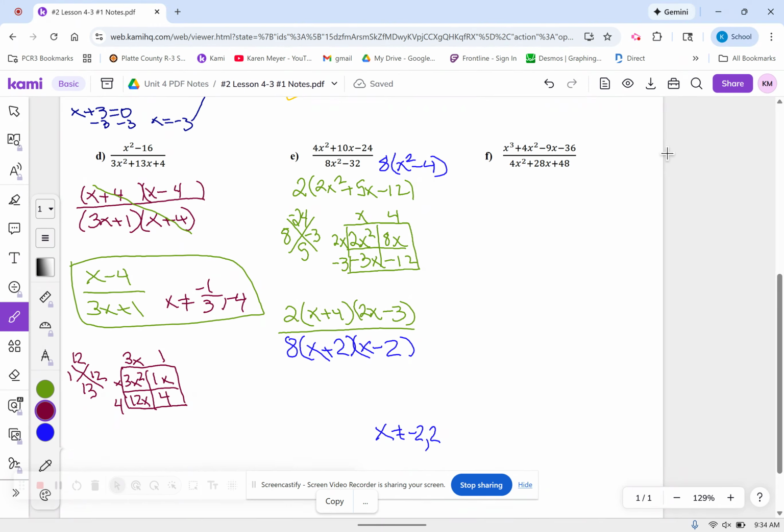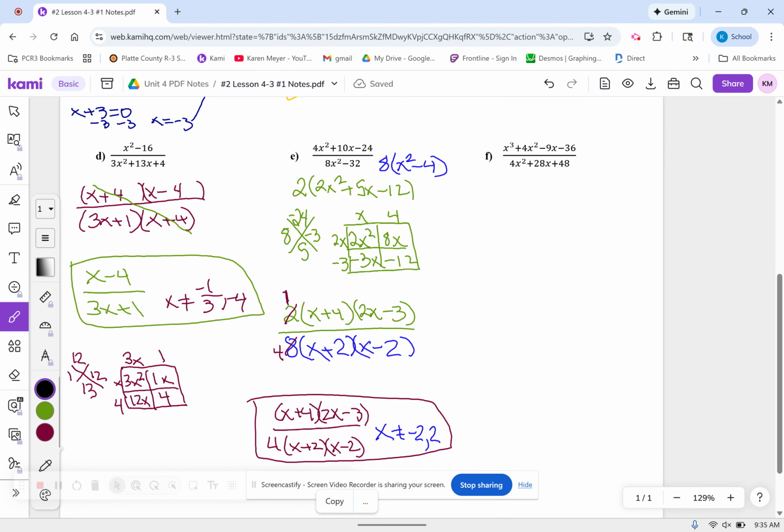Canceling. None of the parentheses cancel, but I do have a 2/8, and the 2 would cancel to 1, and the 8 would become a 4. So I don't really have to write the 1 on top, so I should just have x plus 4 and 2x minus 3 over 4 parentheses x plus 2 parentheses x minus 2 along with my restriction.